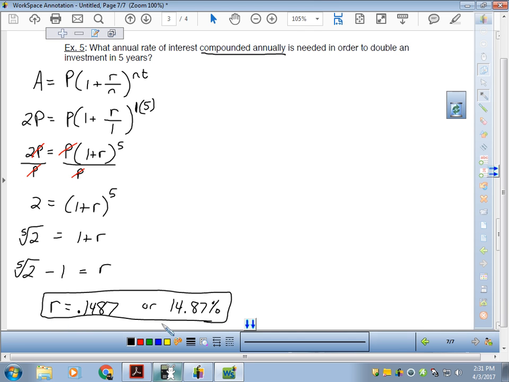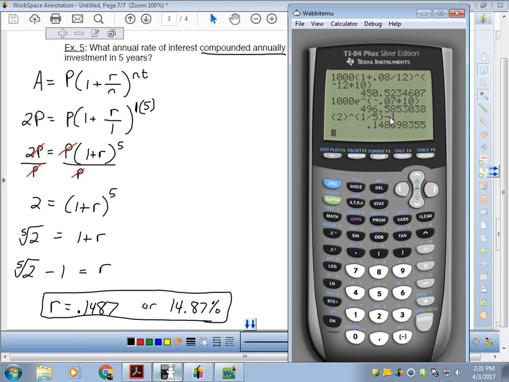So that would be the rate we would need for our interest if we wanted our amount to double after 5 years, if it was compounded annually, 1 time per year. And you can see that it works. If you plug that interest rate back in up here, 1 plus that answer is this, and when you raise that to the 5th power, it becomes 2. That 2 multiplies by your principal, which doubles it. So we can check it and see that it does work.